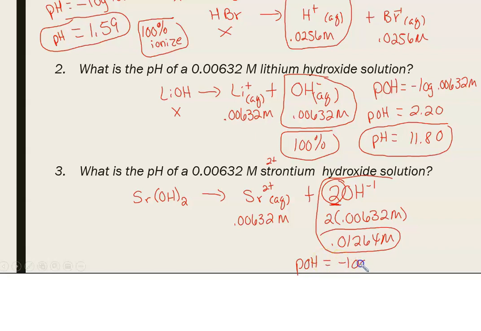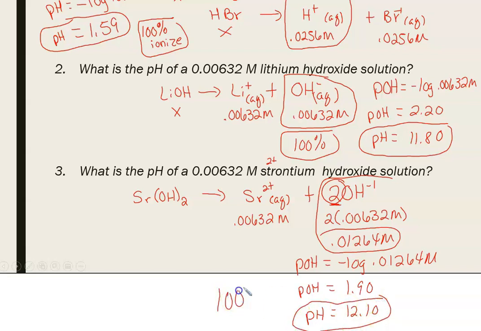It's negative log of 0.01264. The pOH comes out to be 1.90, and then the pH would be 14 minus that, which is 12.10. All right, percent ionization, 100% ionized, because it is a strong base.